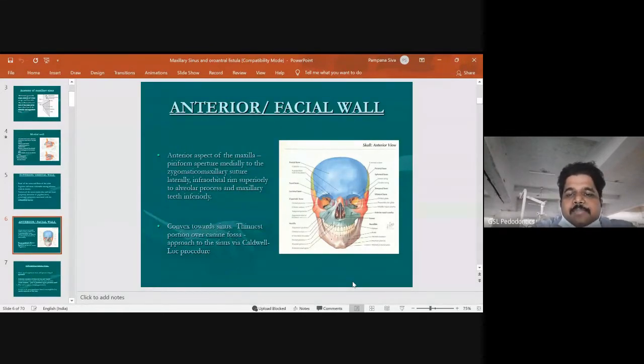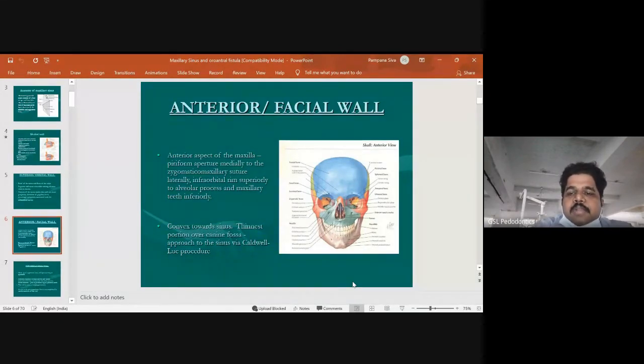So infraorbital rim superiorly to the alveolar process of maxilla inferiorly. These are the boundaries. So it's nothing but constitutes your anterior wall of maxillary bone. Okay, so it is in a concave shape, convex shape. Thinnest portion is over the canine fossa.